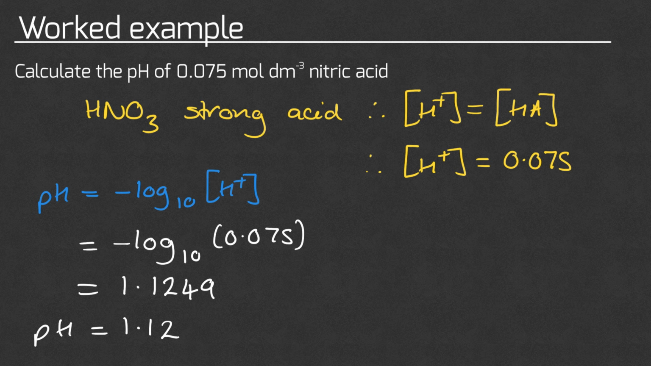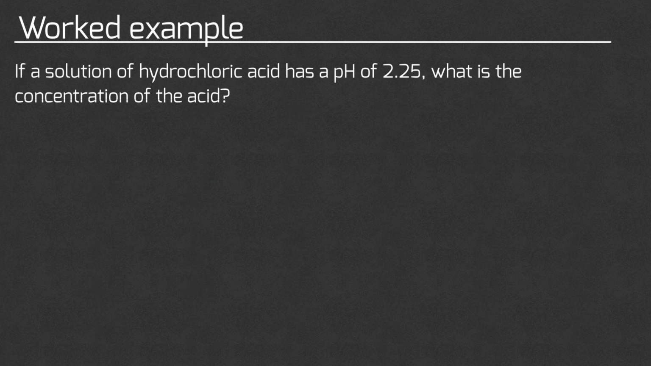As before, it's best to give our answer of a pH to 2 decimal places, so our final answer is 1.12. This time we're almost doing the reverse process, so we've been given the pH of hydrochloric acid as 2.25, and we need to find the concentration.